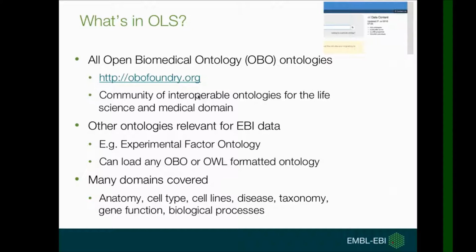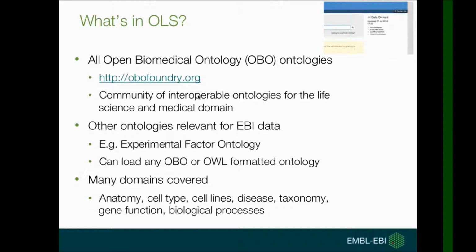So all the ontologies that are in the OBO library are automatically loaded into OLS, and this is updated every night. So whenever there's a change in any of those ontologies, they'll get reindexed in OLS. And we also have a bunch of other ontologies that are relevant for EBI data. So the experimental factor ontology is one good example. But essentially, we can load any ontology available in the OBO or OWL format into the OLS system. And generally, the criteria is that the ontology has to be relevant and in use for data that we have at the EBI.